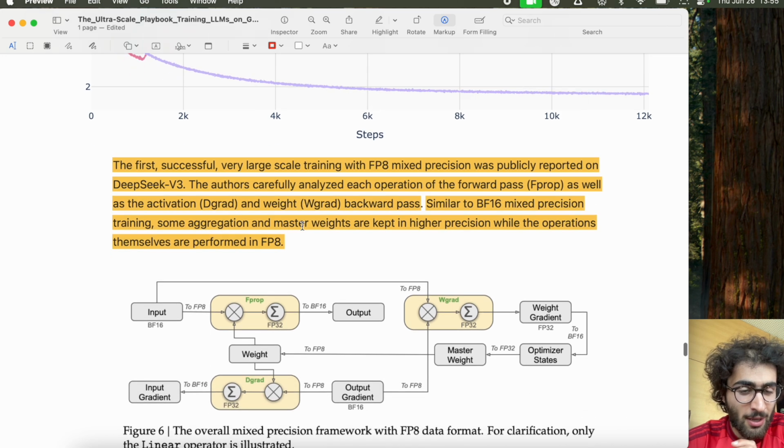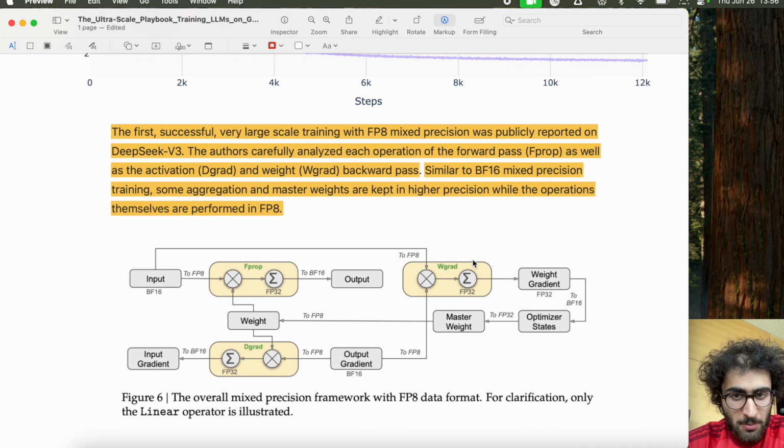So when we talk about 1-byte training, the first very successful training run that was published was DeepSeek v3, where the authors carefully analyzed each operation of the forward pass, which is represented here as fprop, as well as the activation, which is here dgrad, and the weight backward pass, which is wgrad.